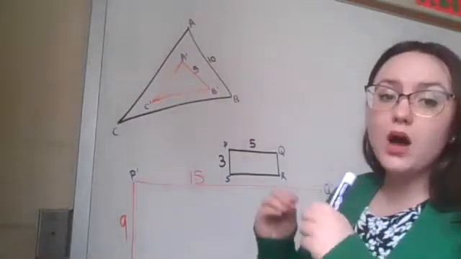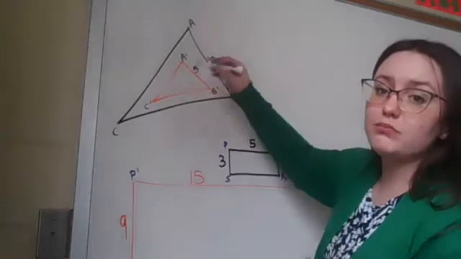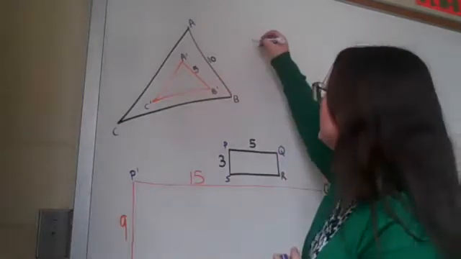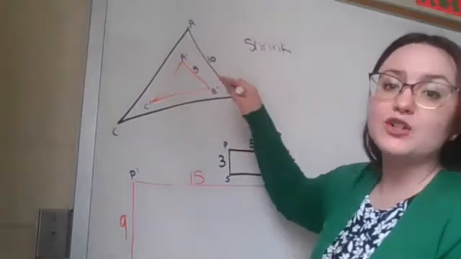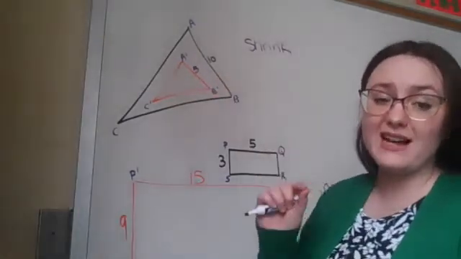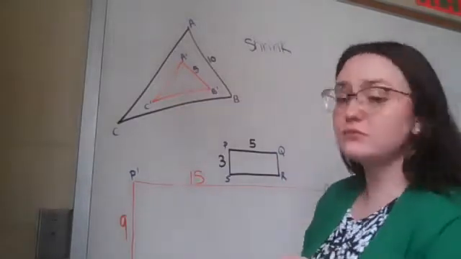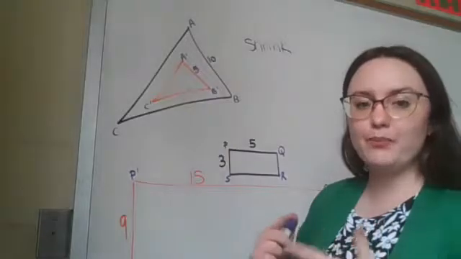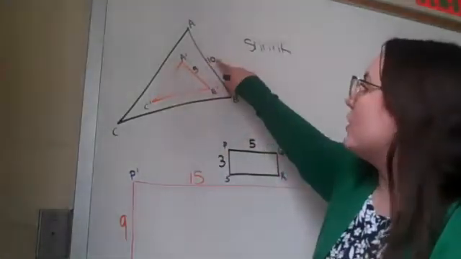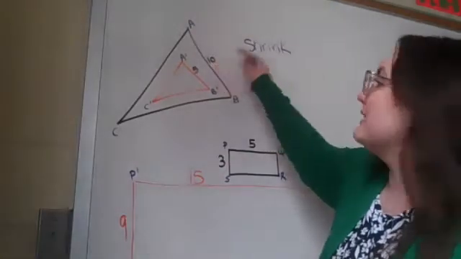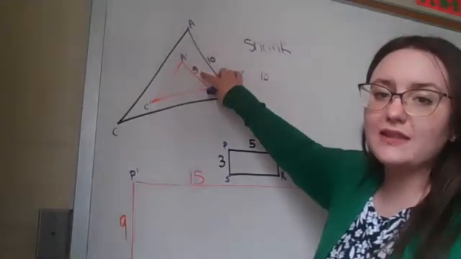Since it's gotten smaller, this is a reduction, or it has been shrunk, or it's a shrink. Okay, it's a reduction. So this means that the scale factor must be less than 1. So what I'm going to do to figure out what that scale factor is, is look at the side lengths. So the original shape had a side length of 10, and the new image has a side length of 5.